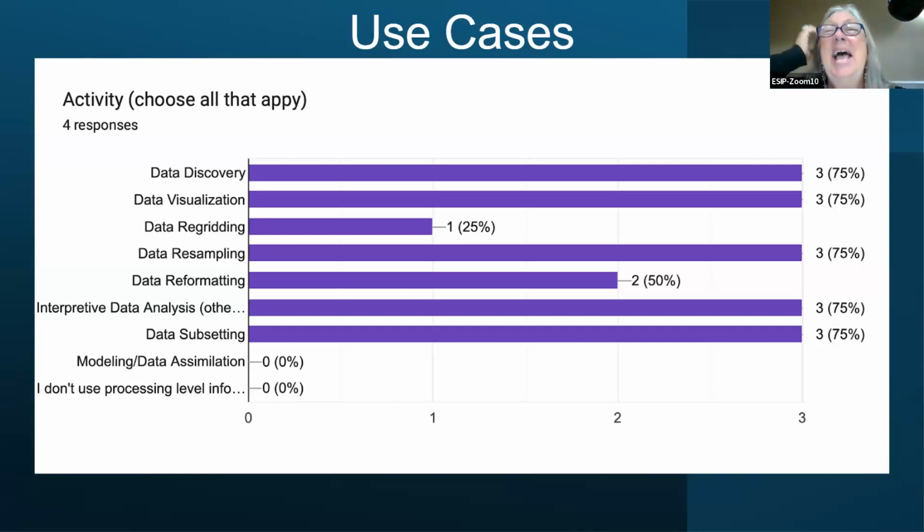So I don't want to say this is a definitive or scientific survey, but we asked user working group members to tell us how they were using processing levels. And this is what we got back. They're being used for data discovery, data visualization, data regridding.